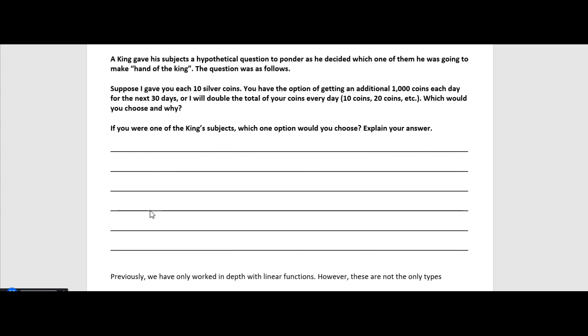So take a moment, pause the video, and think about which option you would prefer based on what you think would give you the most coins at the end of 30 days.